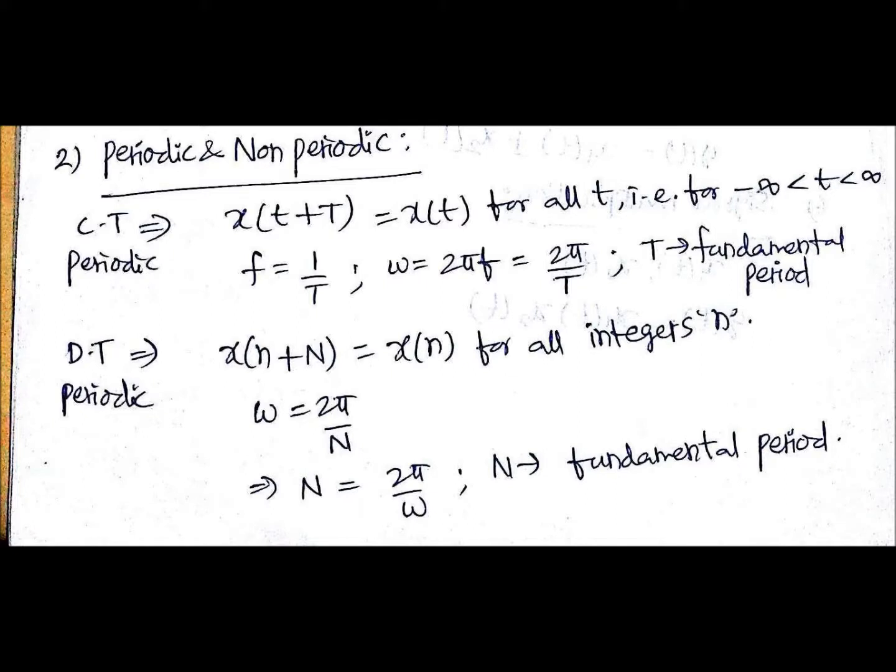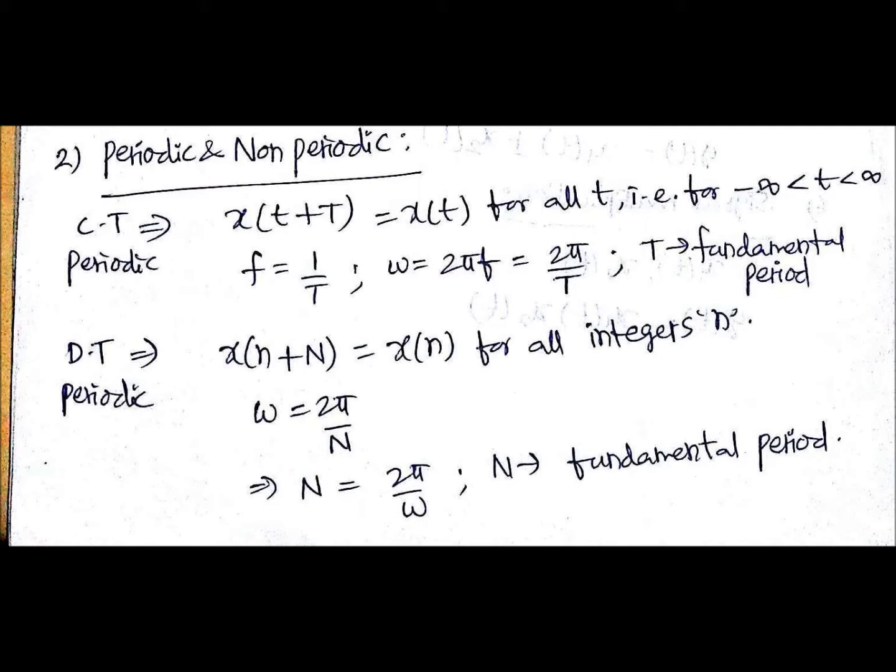Now coming to the periodic and aperiodic signals. In continuous time domain, periodic signals are defined like this: if x of t plus capital T, where capital T is the time period, is equal to x of t for all time t, that is from minus infinity to plus infinity. Even if it is from 0 to infinity, if the signal satisfies this condition, we cannot say it is periodic. It should satisfy this condition, that is x of t plus capital T equals x of t for all time t. Remember that.